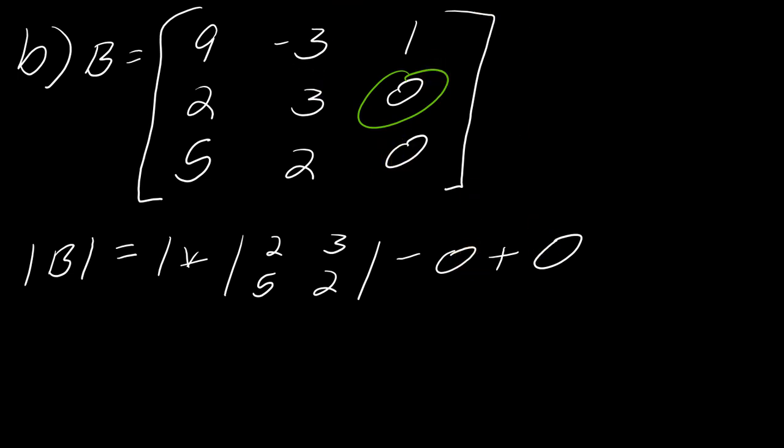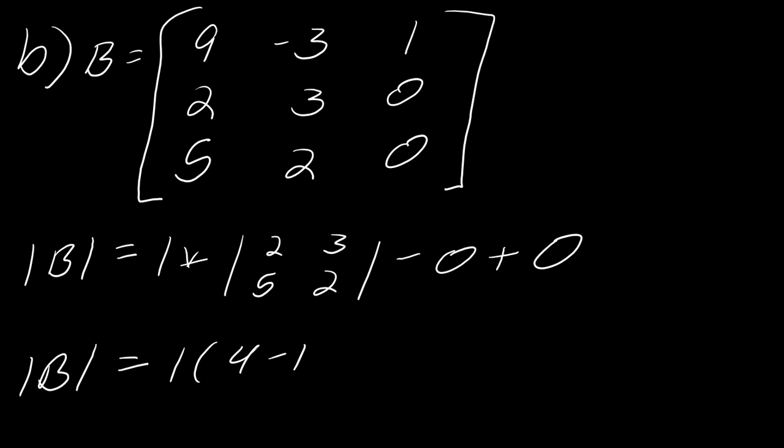So if you have zeros in your matrix, you really want to expand the determinant along them, because now this is just such an easy problem. So let's see, this becomes 1 times 4 minus 15. So I get that my determinant is just negative 11.